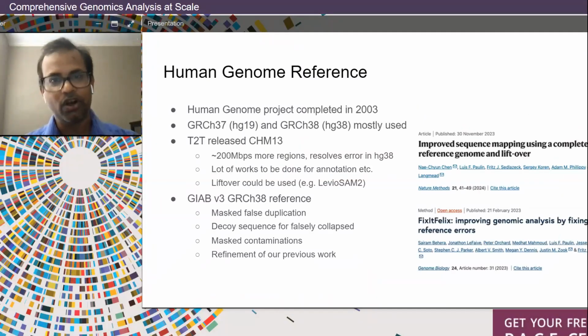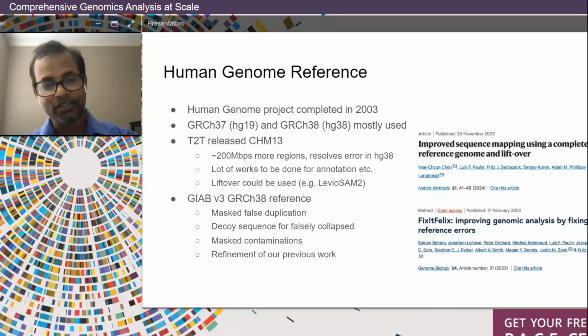Talking about the reference, we all know that the Human Genome Project was completed in 2003, and the GRCh37 and GRCh38 references are mostly used for most of the studies. A few years back, the T2T consortium released the most complete version of the human reference, called CHM13, and it contains almost 200 megabases more of regions, and it also resolves some of the errors in the GRCh38 reference. But a lot of work is to be done to use that one because we need the genome annotation and some other resource files. But the good thing is that there are some tools available, for example LevioSAM2, that could lift over the T2T mapping coordinates to the GRCh38 reference.